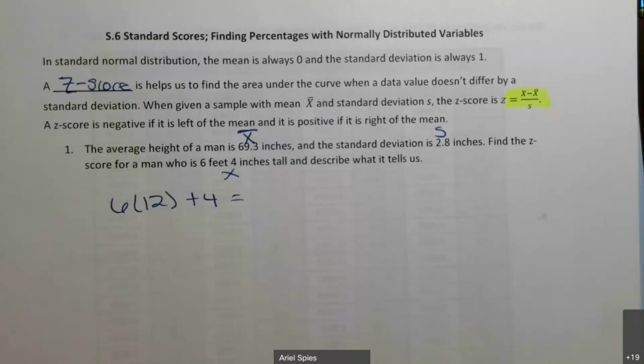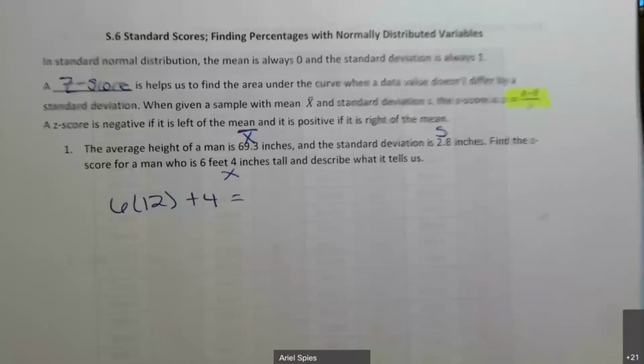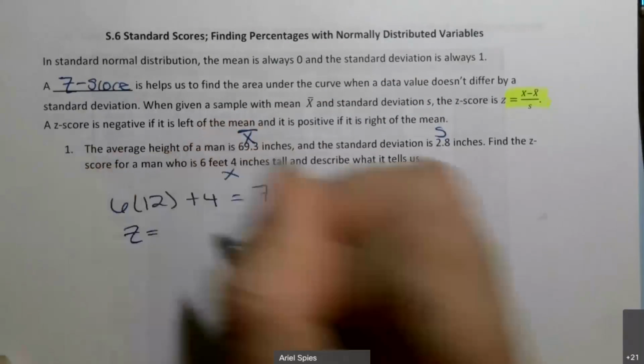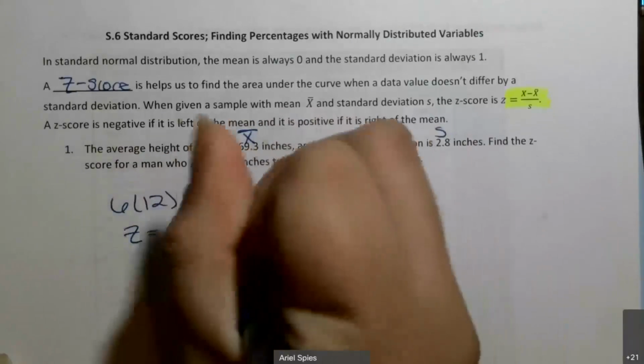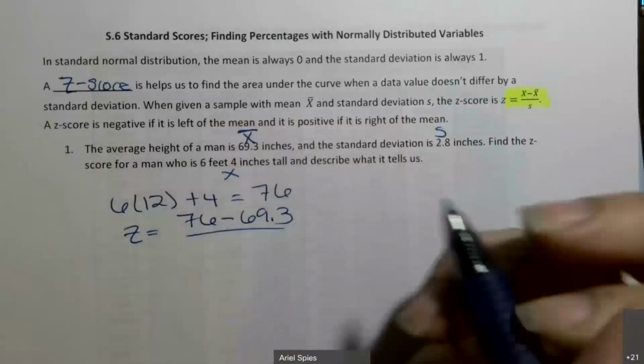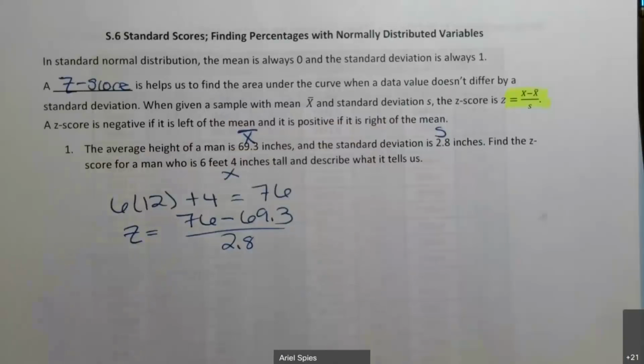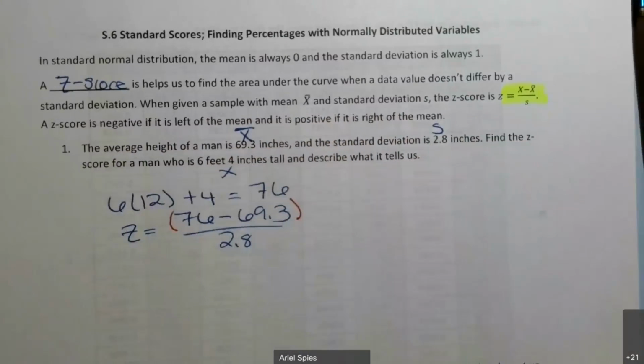Does anyone have a total number of inches for how tall that guy is? So 76, this is going to be my x, and I want to plug into that formula that I highlighted earlier. So 76 minus the 69.3, and then I am dividing by 2.8. So remember, if I'm typing this straight into the calculator, I want to remember to put the top part in parentheses, otherwise it will just divide the 69.3 instead of what you get after you subtract.